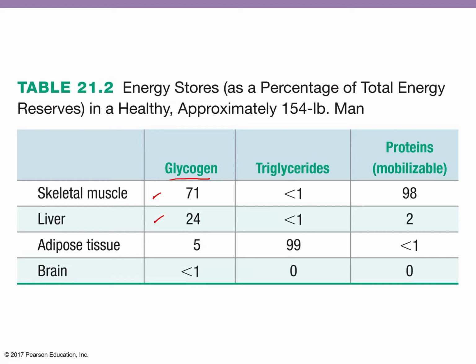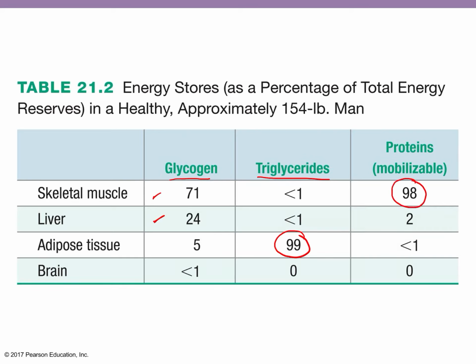The liver, which contains about 24% of your glycogen stores, is able to break down that glycogen to sugar, and then that sugar can leave the liver cell and enter the bloodstream for other cells. If we look at your triglycerides, not too surprising that you're finding all your triglycerides in your adipose tissue. And then proteins, the major source for proteins is going to be your skeletal muscle.